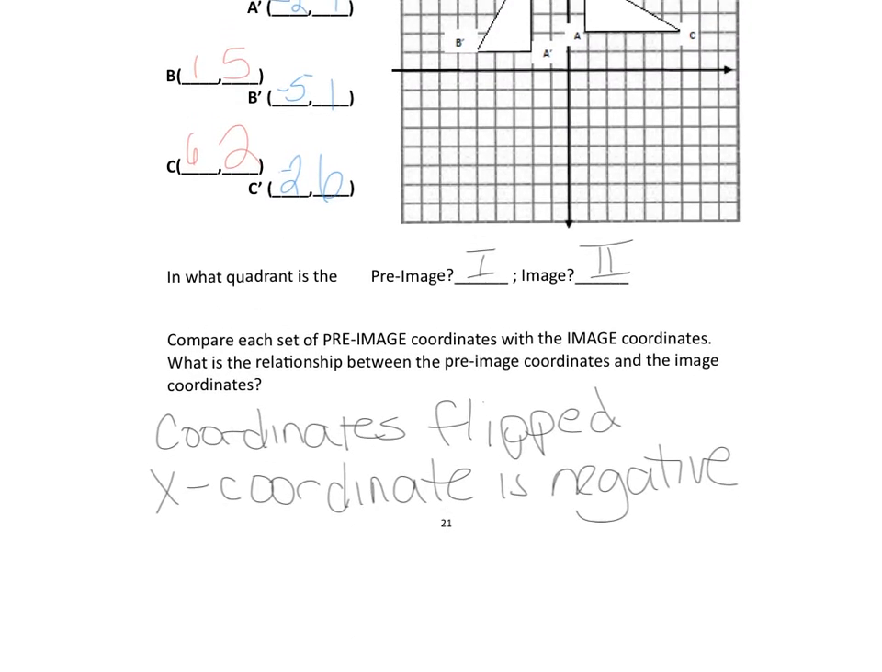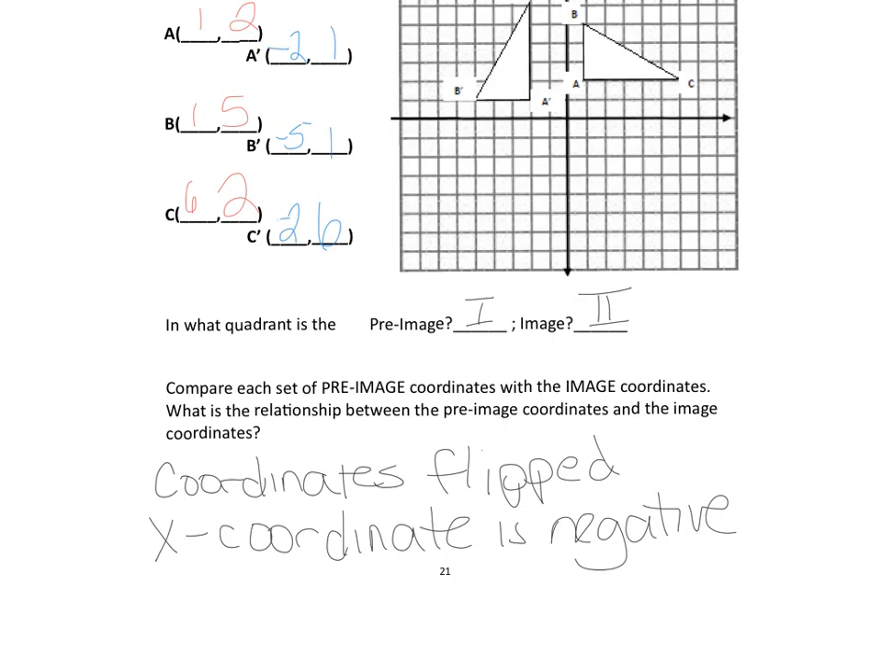But this should make sense to us, seeing as how we moved from quadrant 1 to quadrant 2 and we moved left, going over the y-axis. We end up having negative x-coordinates in quadrant 2.